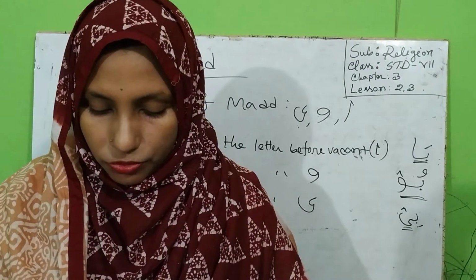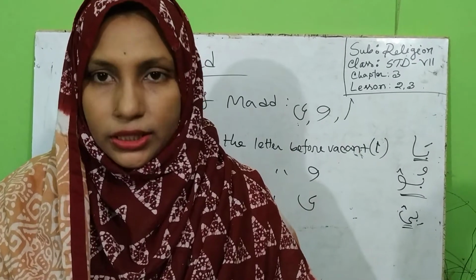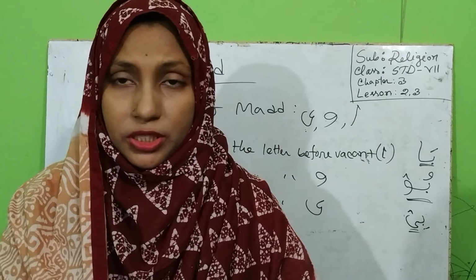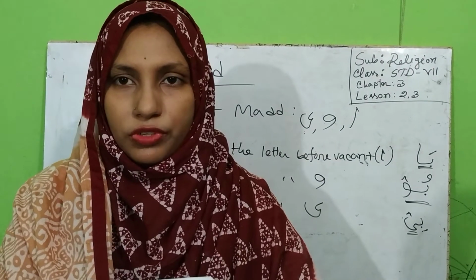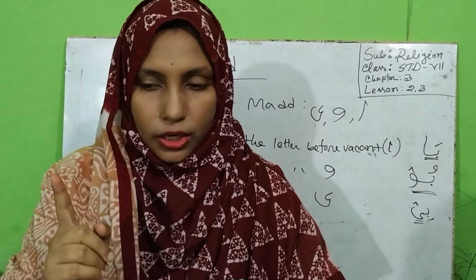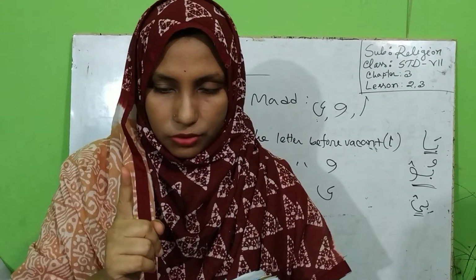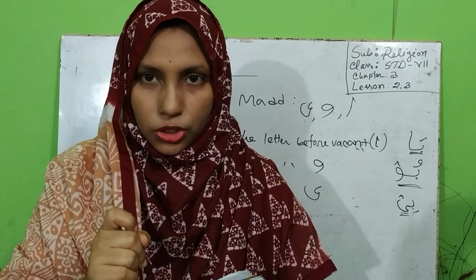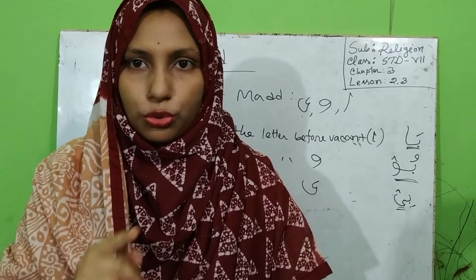Another name for madde asli is tabai mad, and the elongation time of madde asli is one alif. That means how many times we need to curl one finger. This is our finger, and how many times we curl, that means ba alif jabr ba. The time we curl our finger is the time for madde asli to elongate.